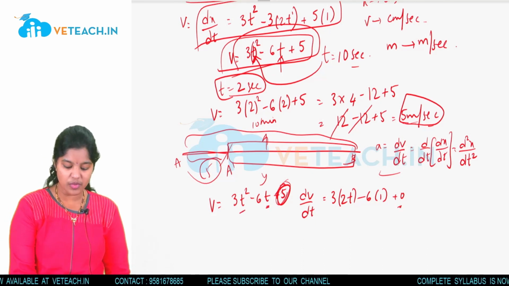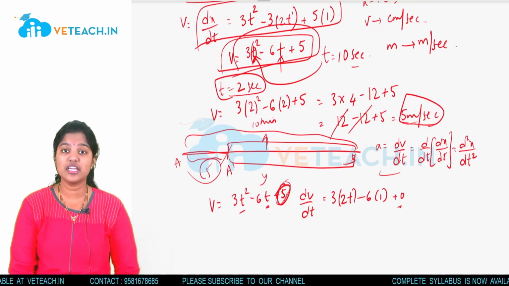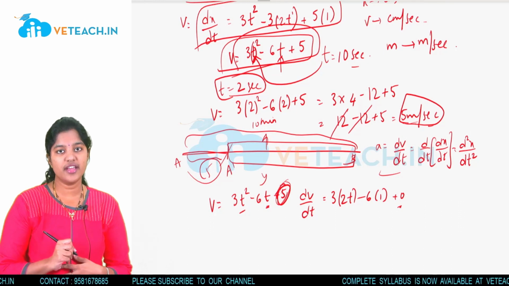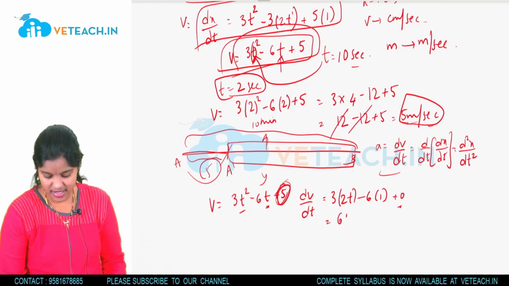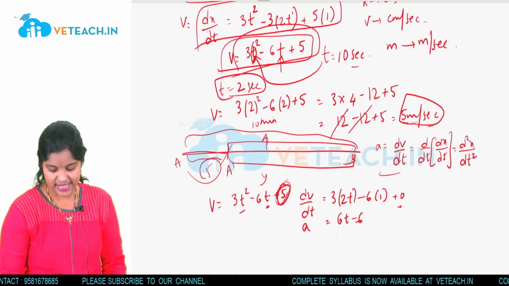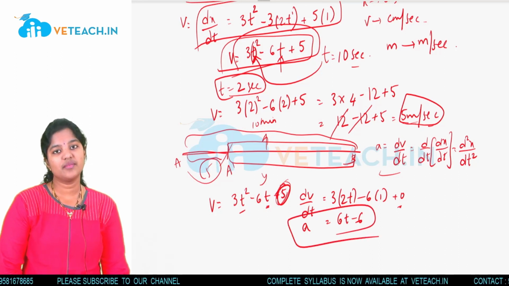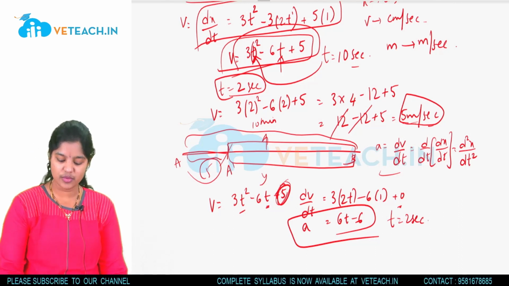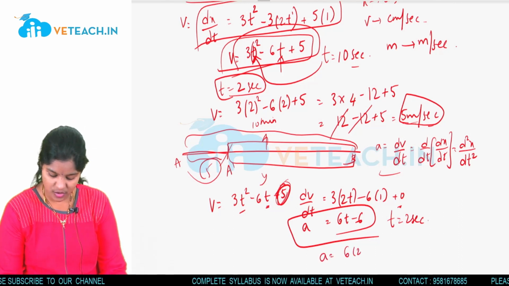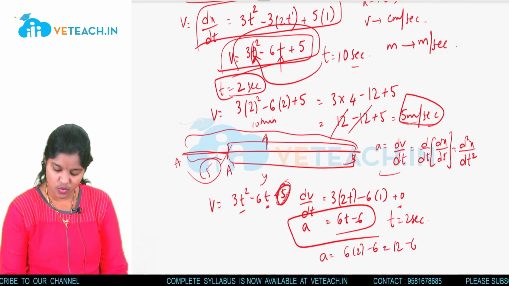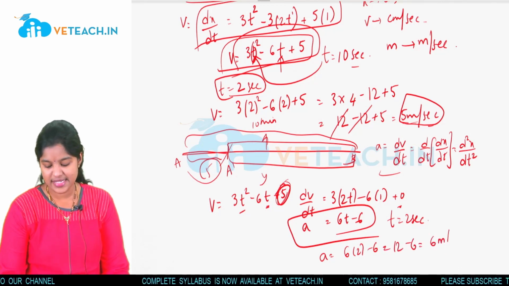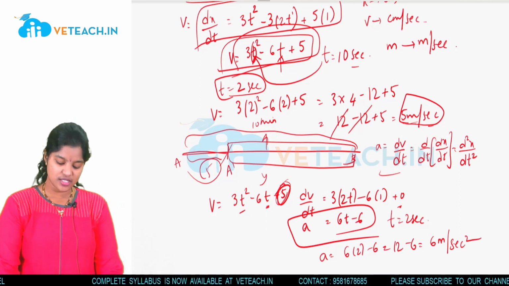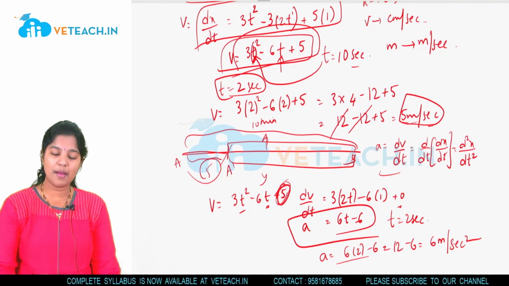Only if there are variables. What is meant by variable? The value which keeps on changing. Only the variable values can be differentiated. Okay. That is here 6t minus 6. So acceleration is 6t minus 6. Again, at t equal to 2 seconds, they are asking what is the acceleration. Substitute the value of t: 6 into 2 minus 6, that is equal to 12 minus 6, that is equal to 6 meters per second square. That is the acceleration.